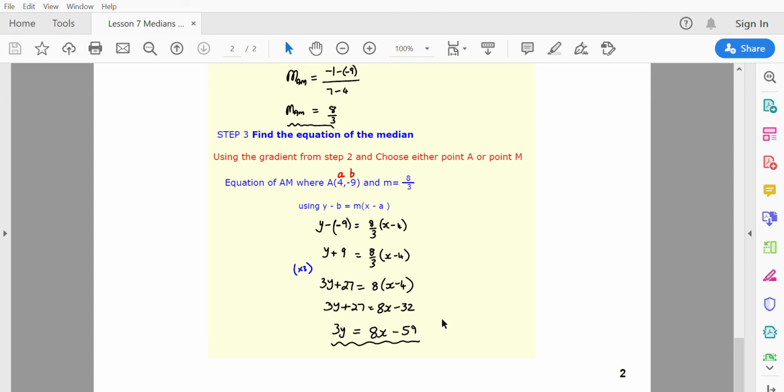So that's essentially how medians work. And once you do practice a few examples, you'll see they can be reasonably straightforward. Okay, so I'll leave you with that just now.